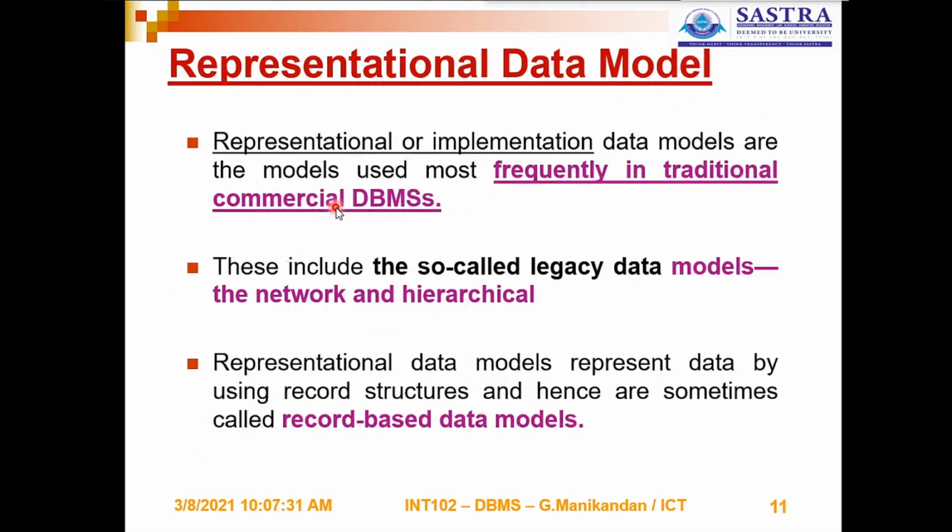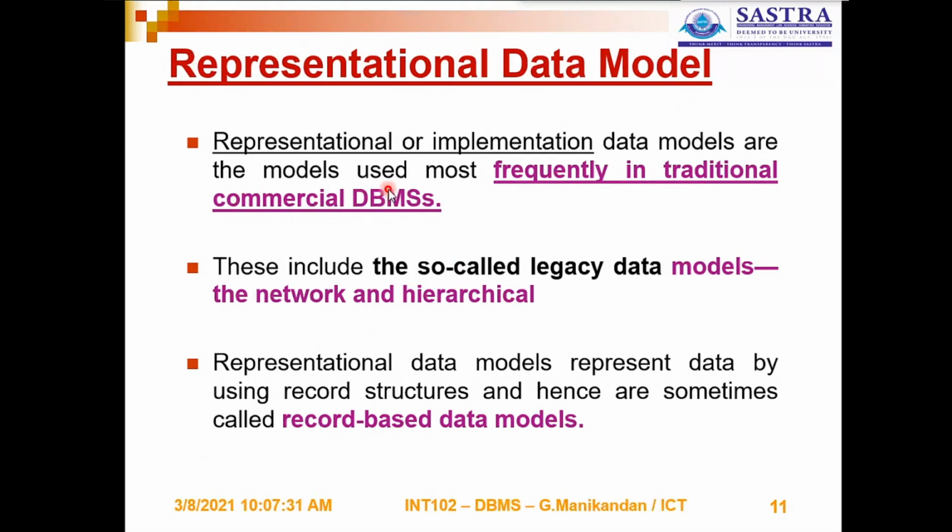So next one is the representational data model. Your representational data model is called the legacy data model. Legacy data model means it is not currently used. In the olden days, that is in the 1970s and 80s, most of the database management systems made use of these models. These models are part of traditional commercial database management systems.